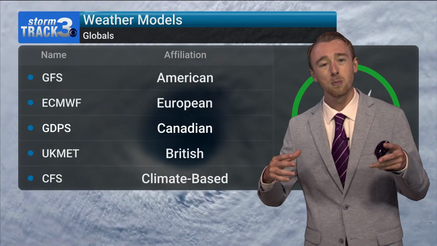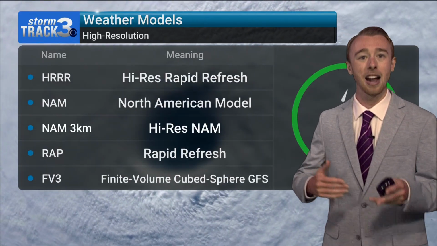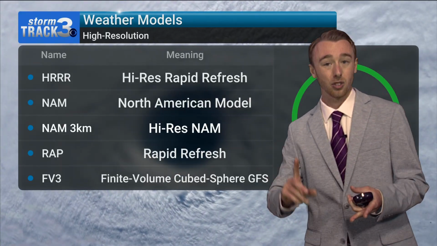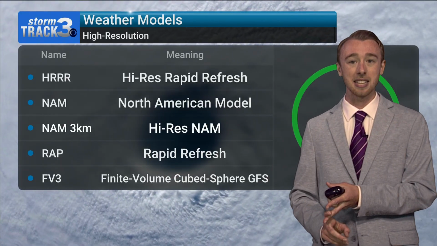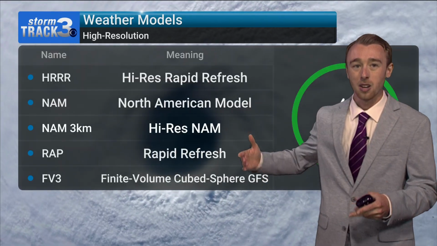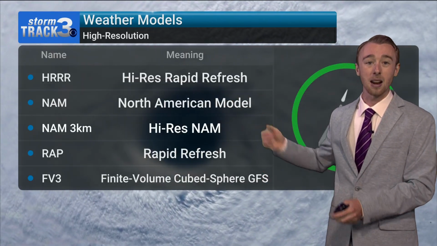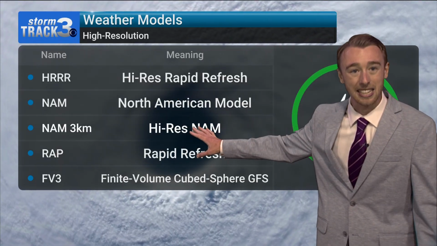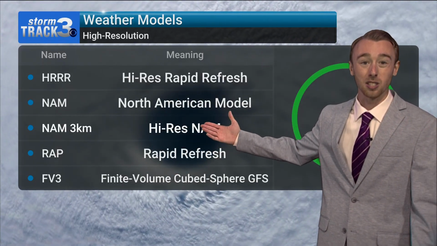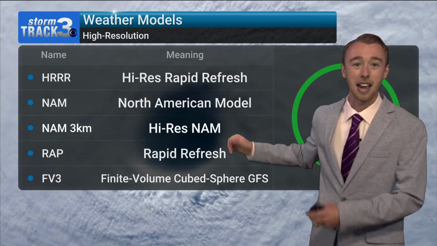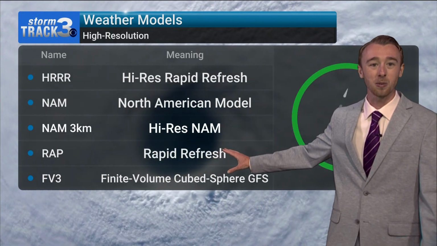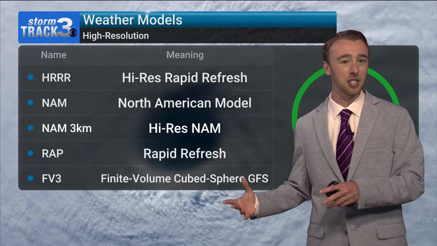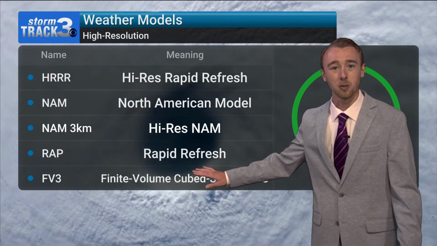Now, getting into the more nitty-gritty of things here are high-resolution models. These are used for severe weather forecasting, your snowfall forecasts. We look at these on a short-term scale. We have the HRRR model, which is the high-resolution rapid refresh model. The NAM 3K, 3 kilometers. It's more of a high-resolution version of the NAM. The RAP model, which is just rapid refresh, and then the FV3, which is a rather new model. It's based off of the GFS, a finite volume cubed sphere.